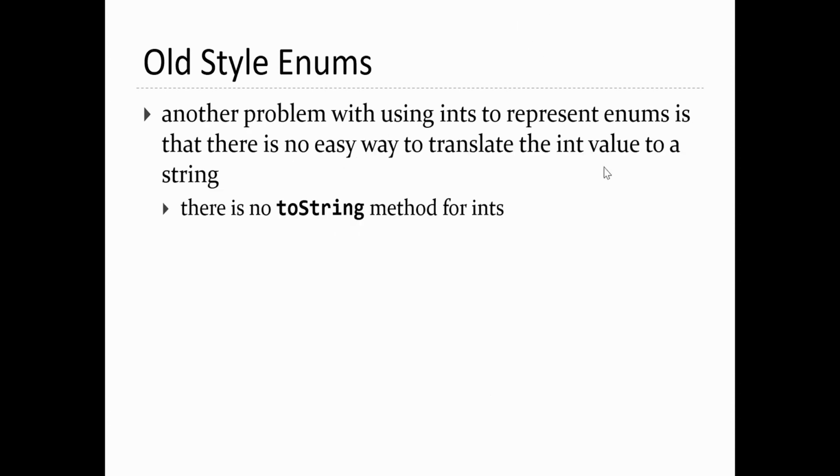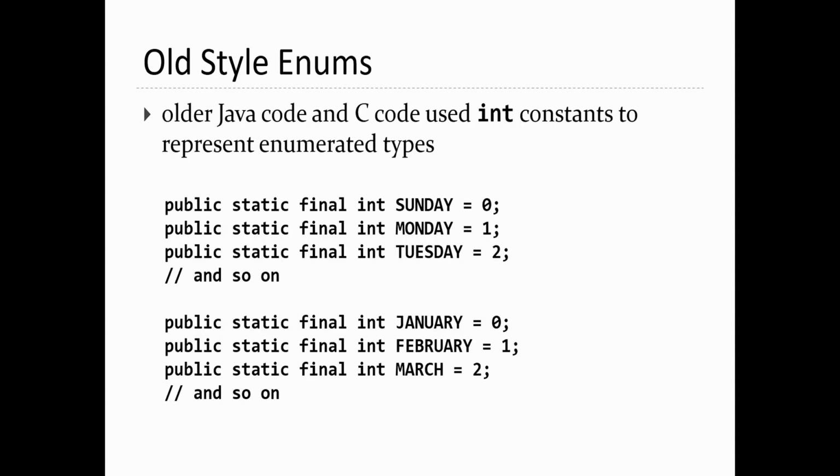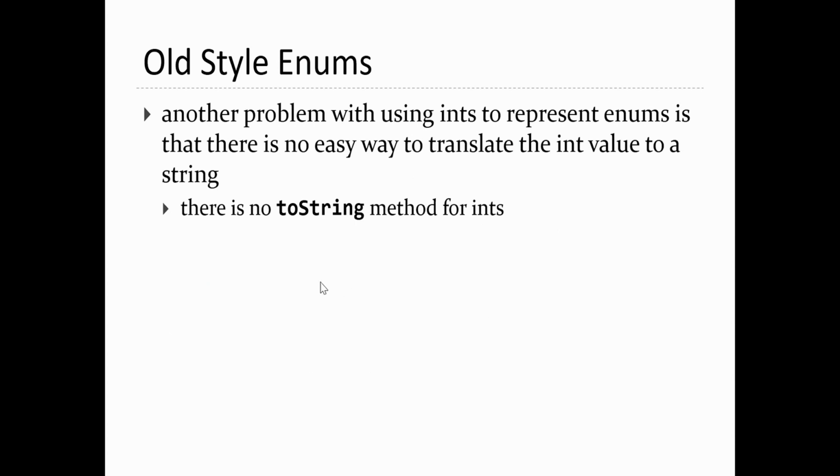Okay, there's another problem with using ints. The value is an int, and I have no good way to translate that value into a string. So if I use ints, I can't write a toString method because the type is int, and I can't create a toString for int because int's not even a reference type. So there's no way I can convert the int 0 to Sunday unless I make some funny method that takes in an int and translates it to a string. But that's definitely not toString, or it's not the standard toString method.